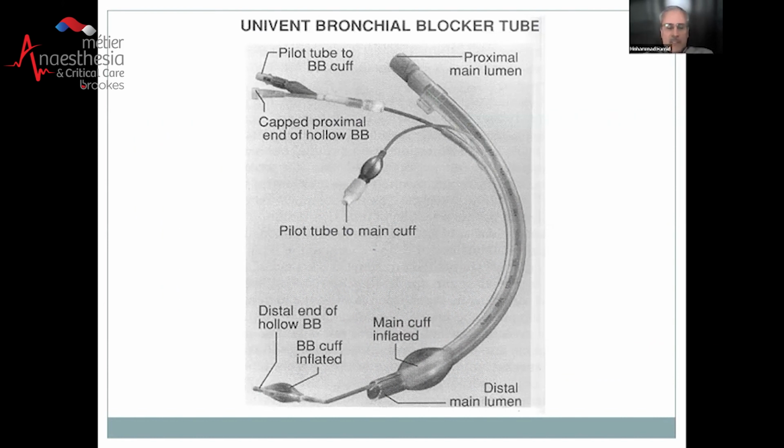Another blocker is a single lumen tube with the blocker built in. It's called a univent tube. Blockers are usually passed after putting a single lumen tube, and the blocker is put in through the tube. A fiber optic bronchoscope also helps in placing the blockers in a segment or the lobe, or if you are blocking the whole lung.